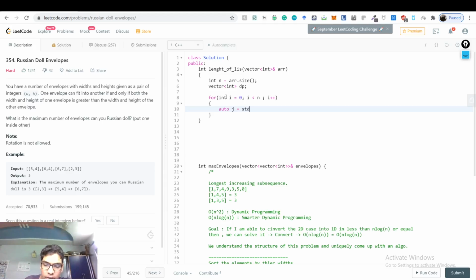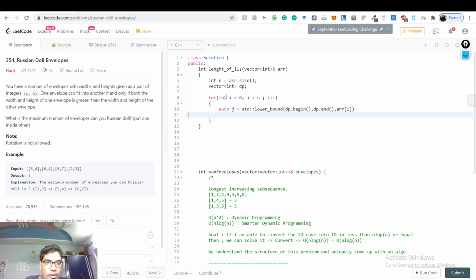The function we need is the standard function called lower bound. Now this lower bound is pretty simple. It takes the array dot begin argument from the beginning of the array. DP dot begin, not array, since the array is unsorted. DP dot begin to DP dot end looks at the DP array from the start to the end and tells me where I want to put array of I. Where is its place? Once we know where its place is, there's a semicolon here.